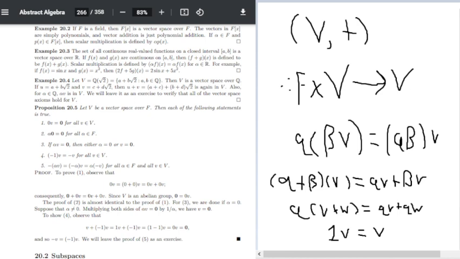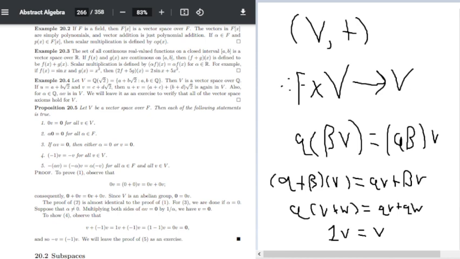If u is equal to a plus b square root 2 and v is equal to c plus d square root 2, then u plus v is equal to (a plus c) plus (b plus d) square root of 2, which is again in V. Also, for alpha in Q, alpha v is in V. We will leave it as an exercise to verify that all the vector space axioms hold for V.